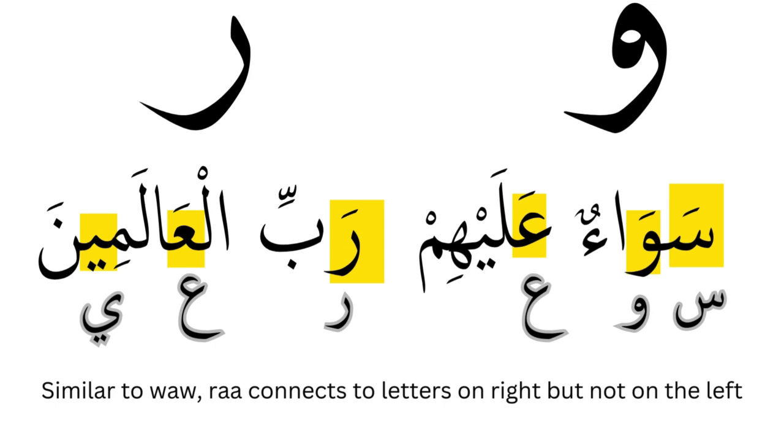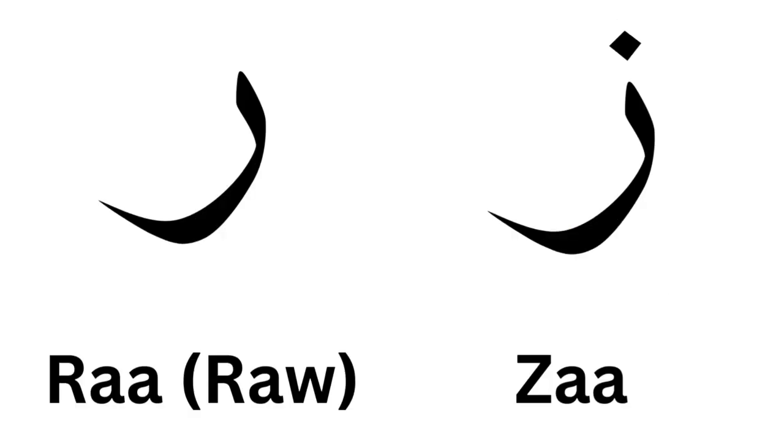So a quality of some of the letters in the script of the Arabic language is that they will not connect to the letters after them, which can come very handy when we are trying to learn to recognize the Arabic letters. And now that we've learned the letter Ra, another letter which is a brother or a sister of the letter Ra is the letter Za.